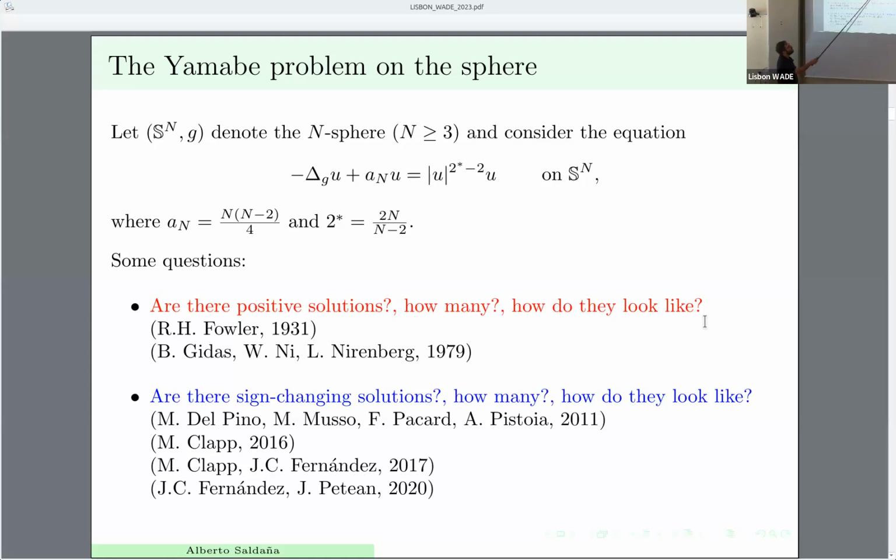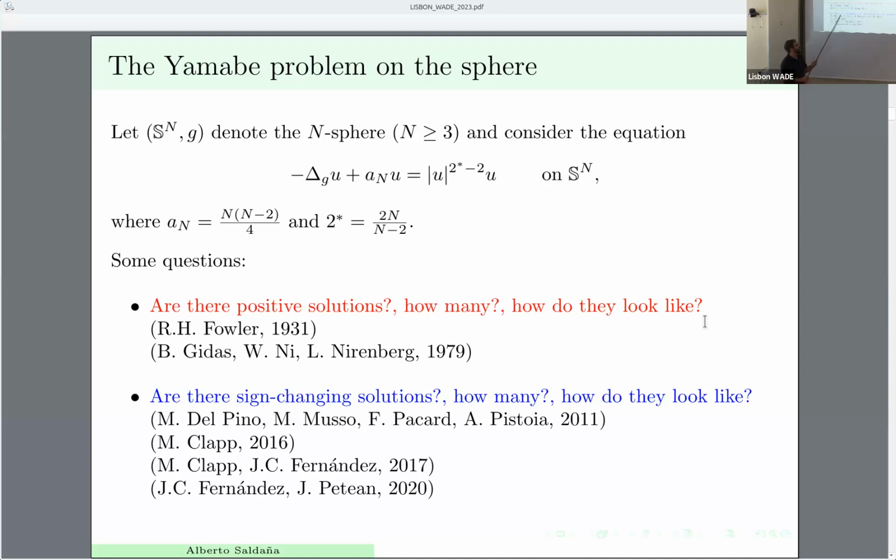So for example, let us now consider just the sphere. And we are going to fix the two mean curvatures as constants. And let's try to understand all the set of solutions, or as much as we can, of these equations. So for example, some questions would be, are there positive solutions, which are the ones I need for the conformal factor? If so, how many and how do they look like? How far can I push the analysis to understand them?